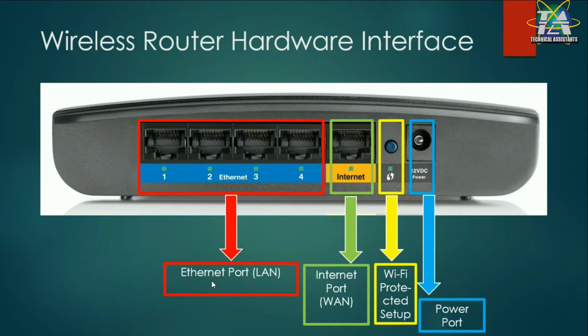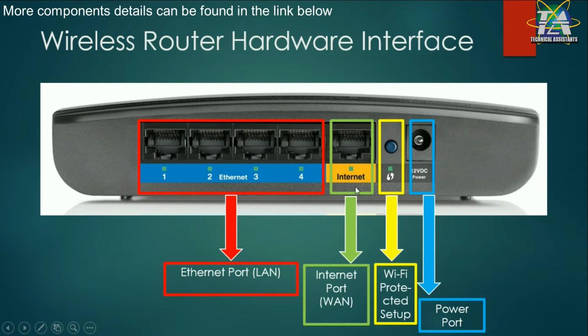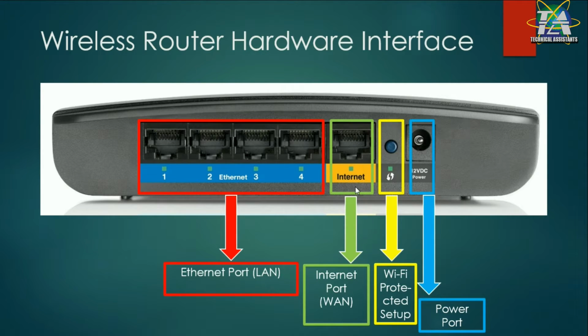The next one, I'm going to show you about the wireless router hardware interface. The first one is the Ethernet port or LAN port. Basically, this one is for you to connect your router to your devices such as server, printer, or laptops. And then the next one is the Ethernet port or WAN. This one is for your router to be connected to your modem, so you can use your Wi-Fi connection.